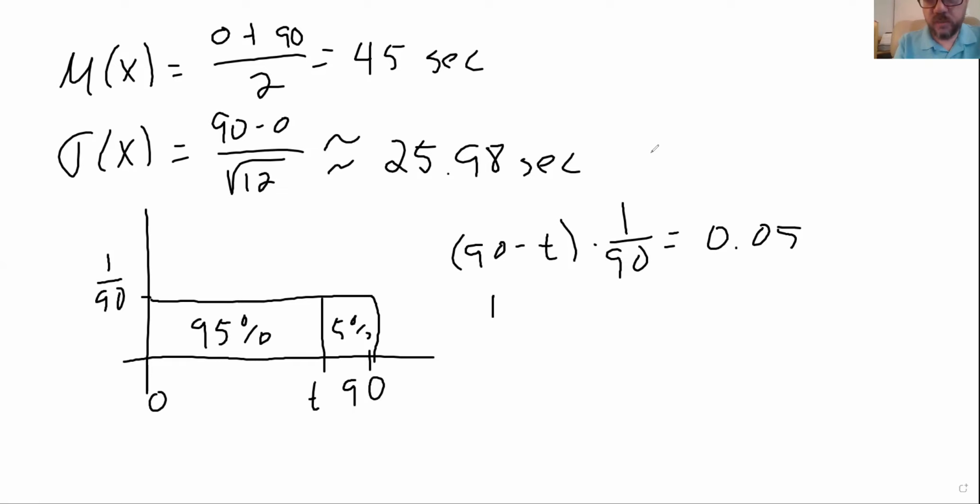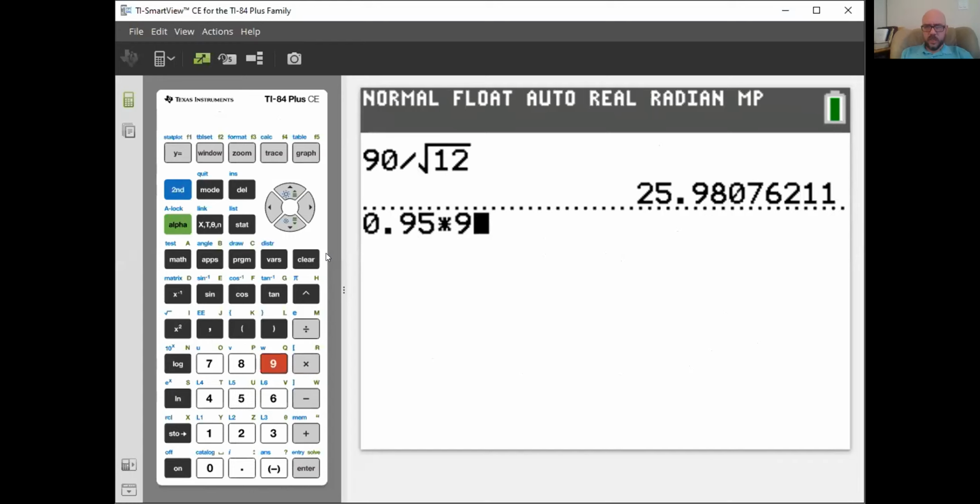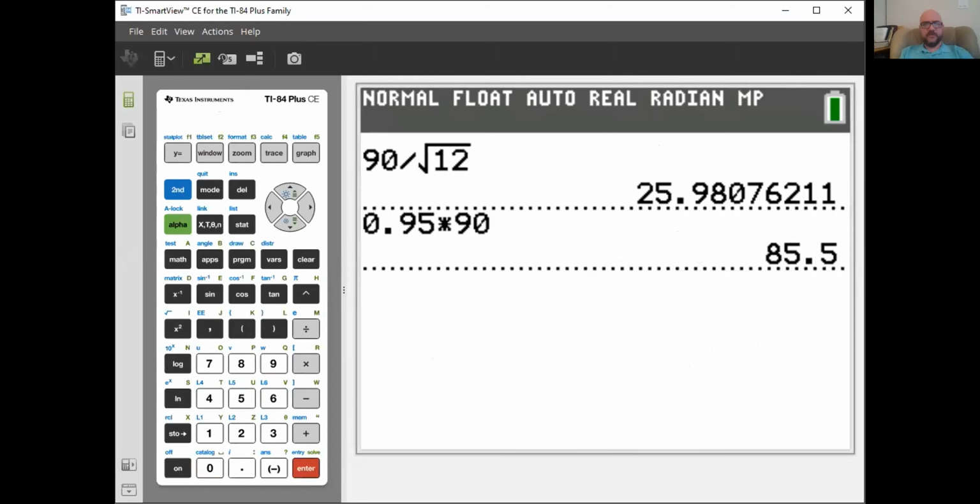So this says 1 minus 1/90 t equals 0.05. Subtract 1 from both sides, I get negative 1/90 t equals negative 0.95. The negatives cancel, and then 1/90 t equals 0.95. So we get t equals... I forget what that is. So I'll just multiply 0.95 times 90, and we will see what that comes out to be. Let's calculate this. 0.95 times 90 gives me 85.5. There we go.